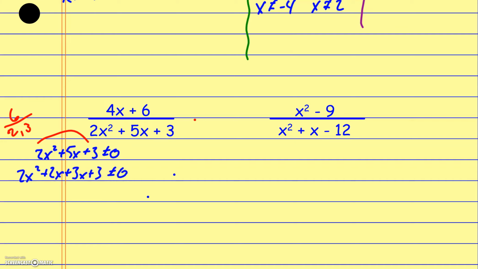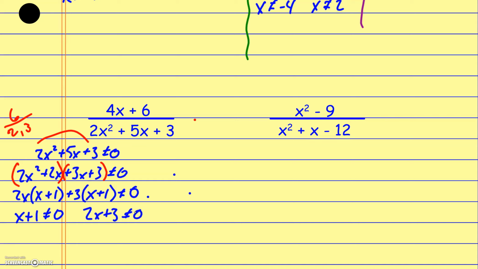So I group the first two terms together and the second two terms together. And here I can factor out a 2x, leaves me with an x plus 1. Out of the second group I can factor out a plus 3, which leaves me with an x plus 1. And now I have to set each of these factors that I can already see forming. The x plus 1 cannot equal 0, and the 2x plus 3 cannot equal 0. Again, I have to solve each of these. So I find that x cannot equal a negative 1.